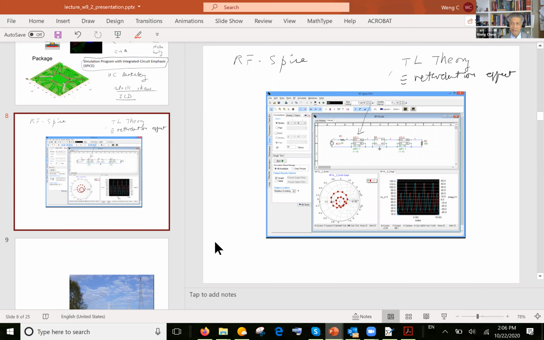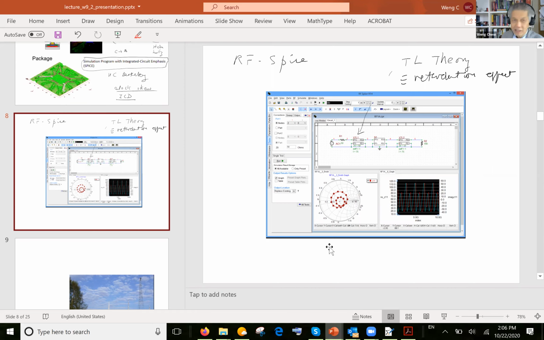Any questions regarding this before we move on? I just had a quick question. Yes. Sir, about the telegrapher's equations. Did the telegrapher's equations come from the derivation of the VI relationships of circuit theory, or more of the other way around?